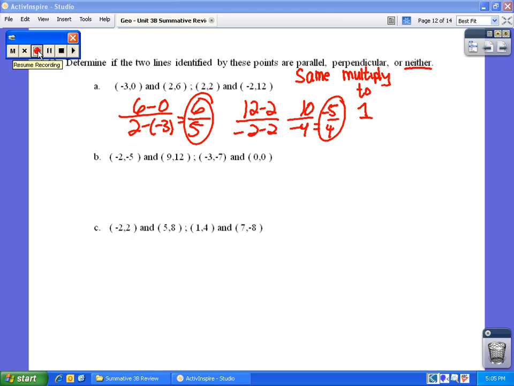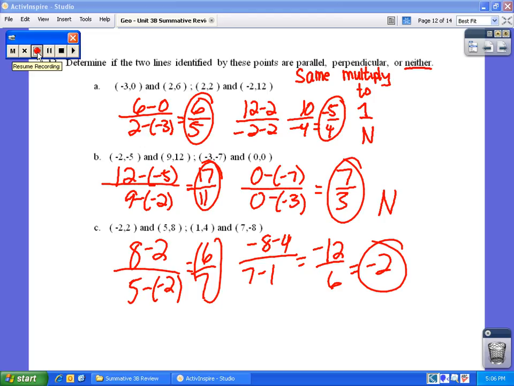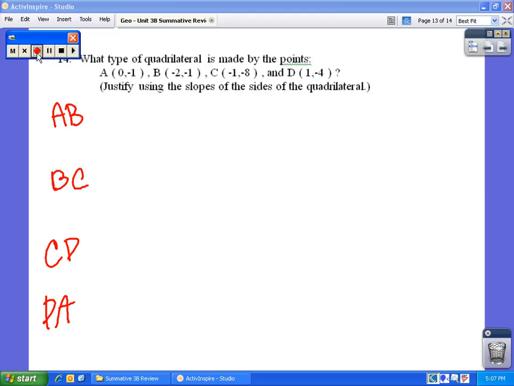For part A, I found 6/5 and negative 5/4 to be the slopes of the two segments. Since they're not the same slope, they're not parallel. Since the slopes are not opposite reciprocals, they're not perpendicular. So they are neither parallel nor perpendicular. Part B, the segments are also neither parallel nor perpendicular. Interestingly enough, the third set of points is also neither parallel nor perpendicular.